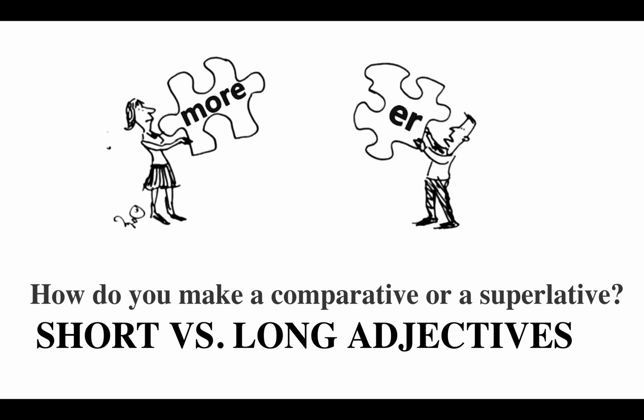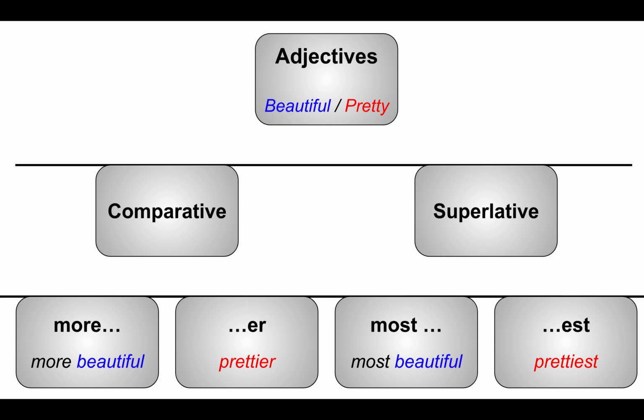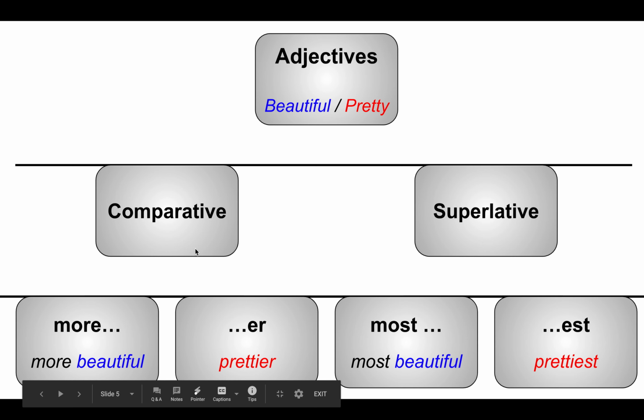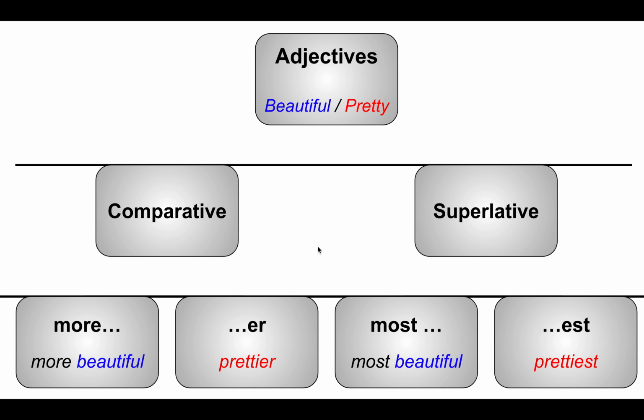So how do you make comparative or superlative adjectives? Well, you need to know the difference between short versus long adjectives. For example, we have beautiful and pretty. Beautiful is a long adjective and pretty is a short adjective. So if we make a comparative adjective, we would say more beautiful. And with pretty, because it's shorter, we say prettier. The same way for superlative adjectives, we say most beautiful, because beautiful is long. And for pretty, we say prettiest, because pretty is short.